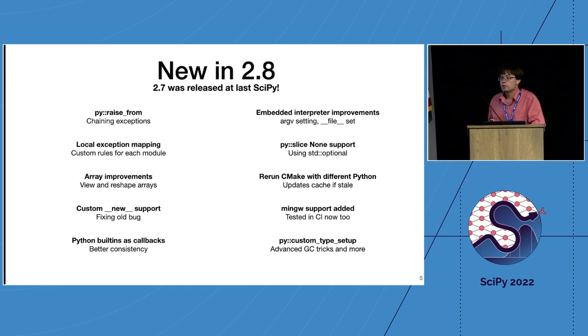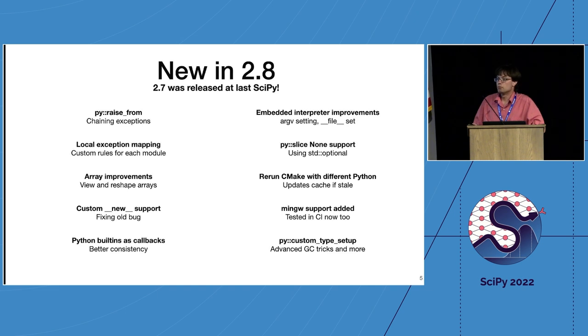Okay, so I gave a talk on pybind11 on the maintainers track last year. Feel free to look back at that if you want to find out about things that happened before that. 2.7 was actually released on the same day as the last SciPy talk. And since then we've had two or three releases. Here we see a few of the new features that have come out in 2.8.